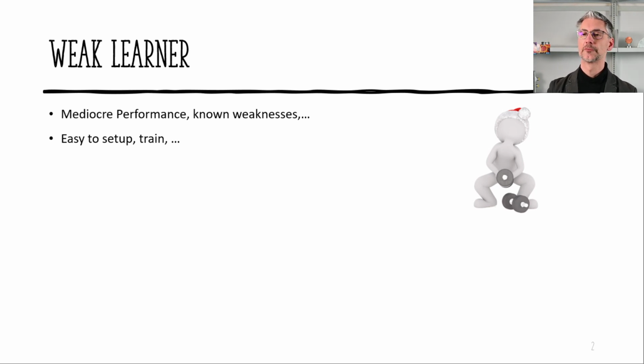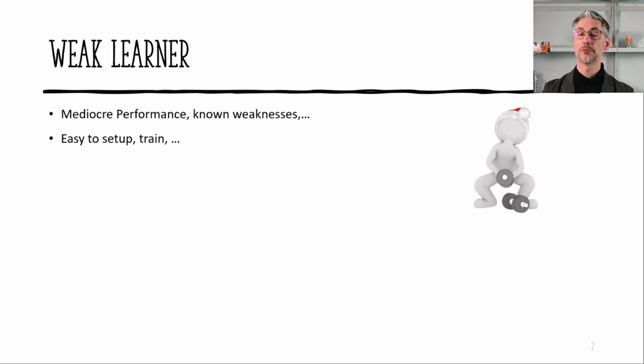We start with the concept of a weak learner. So for example, this is a machine learning classifier with mediocre performance and known weaknesses. They may be easy to set up and train, but they have known limitations. One example we've encountered previously was a single decision tree that was easy to understand in principle and also, at least in principle, easy to train, but we've already seen that there are a number of issues with it.